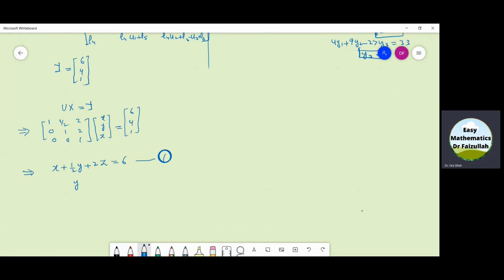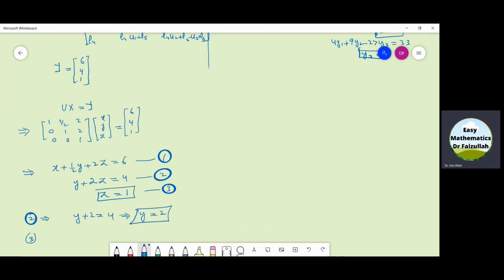Now we have y plus 2z is equal to 4. And now we have z is equal to 1. So from 3 we have the value of z. Let us put this value in 2. So we have y plus 2 is equal to 4. And from here we get that y is equal to 2.